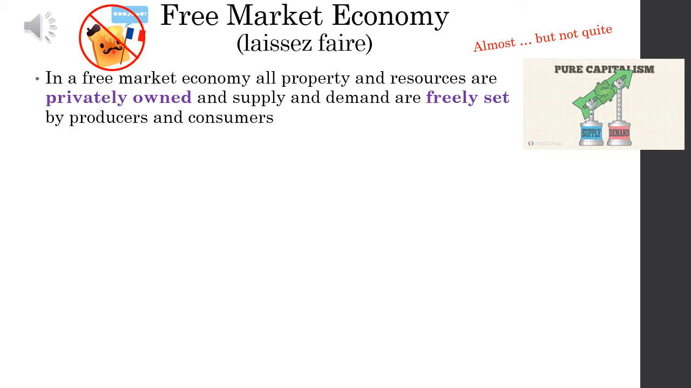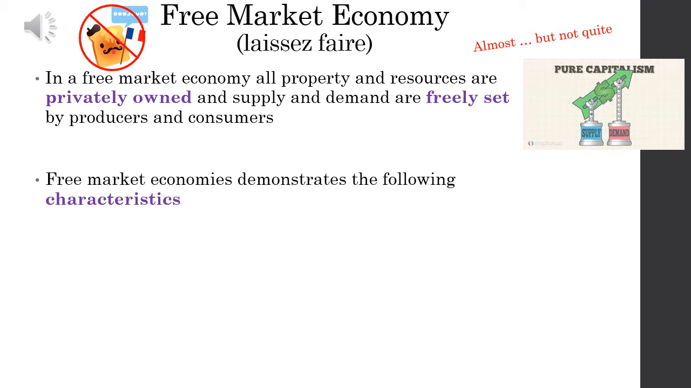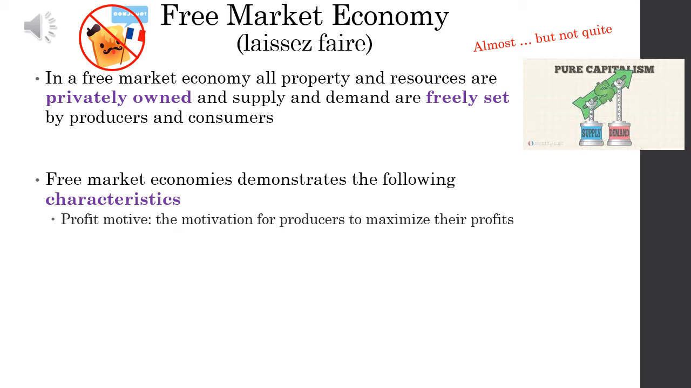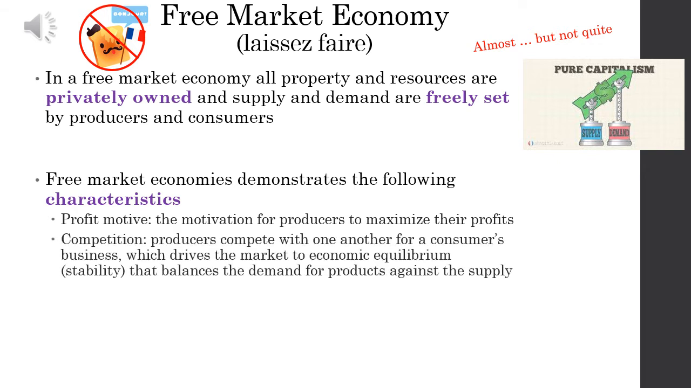So let's look for that as we talk about how free market economies demonstrate the following characteristics. We have profit motive. That's the motivation for producers to maximize their profits. In other words, how much money can I make when I produce a good and sell it to a consumer? But we also have competition. Producers compete with one another for a consumer's business, which drives the market to economic equilibrium, or stability, that balances the demand for products against the supply.